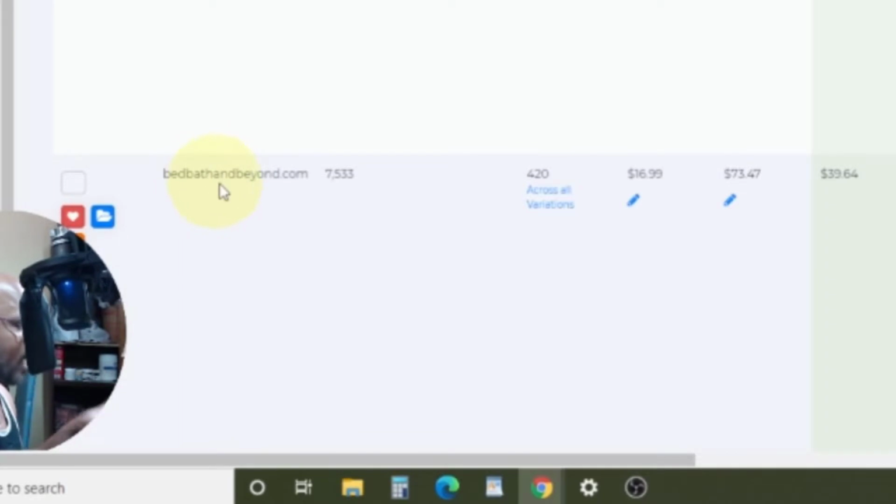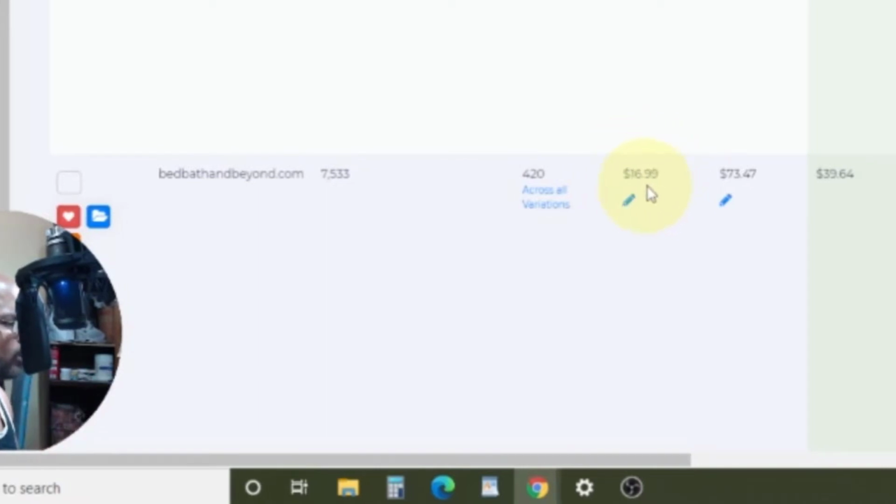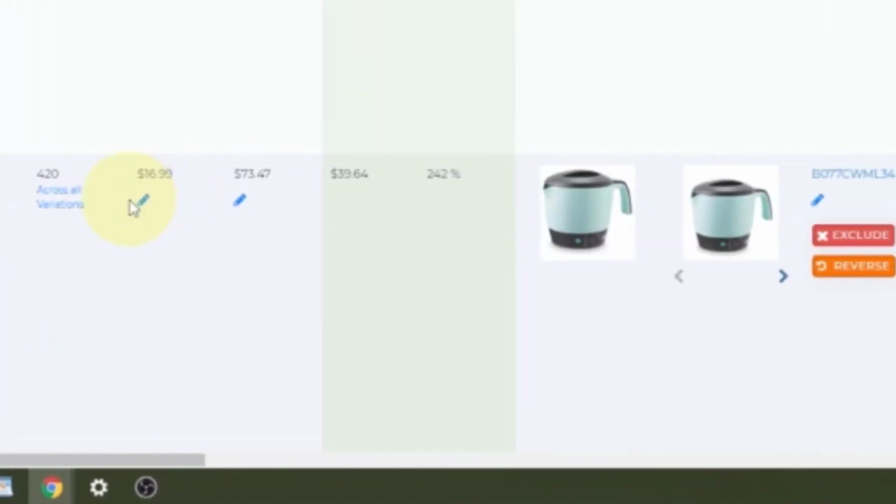But look, here you can see I got it at Bed Bath & Beyond. Estimated monthly sales, $420. At that time, the price was $16.99 before tax, because I have to pay tax at Bed Bath & Beyond. It was buy boxing at $73.47. Gross profit should have been somewhere around $39.64, and that's a 246% return on investment.